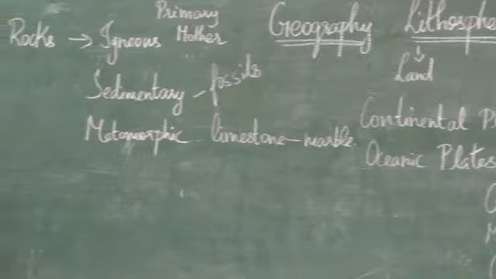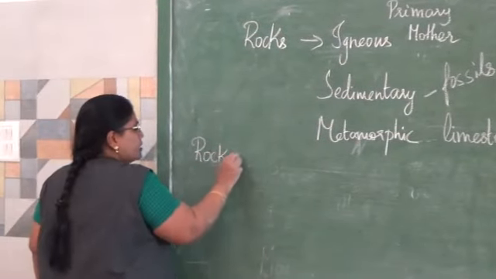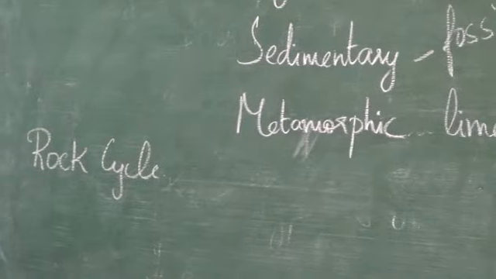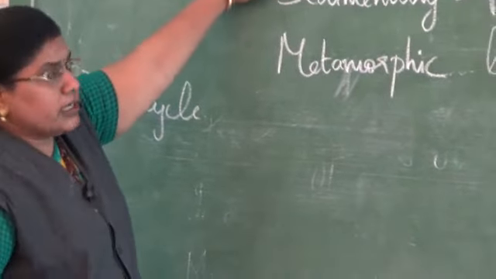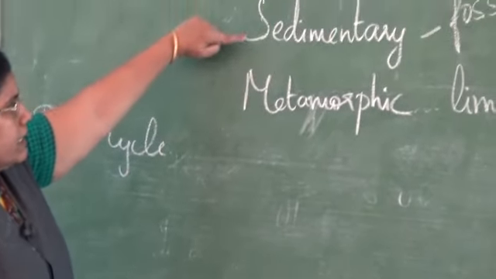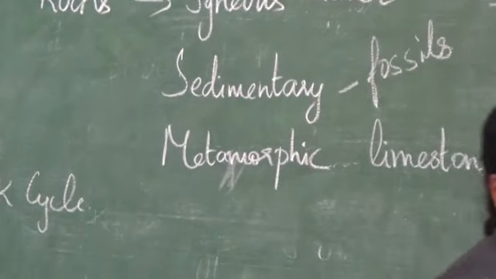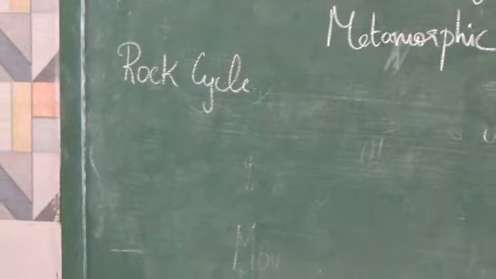Next, we are going to learn about the rock cycle. So we have three different types of rocks: igneous, sedimentary and metamorphic rocks. And we are going to learn about the continuous processes of these rocks.